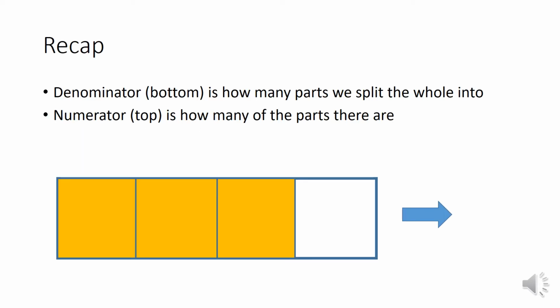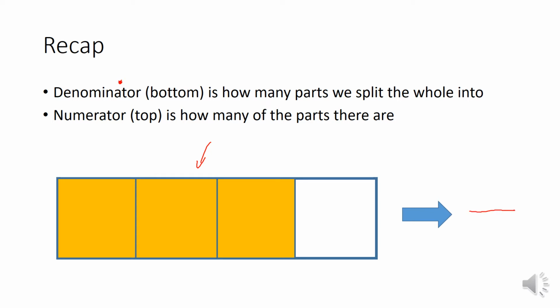So a quick recap. When we're dealing with fractions, the denominator, or the bottom of the fraction, is how many parts we split the whole into. And the numerator, the top of the fraction, is how many of those parts there are. So here we've got a rectangle, or a bar, and we've split it. What we're going to do is write this out as a fraction. So let's do the denominator first, the bottom of the fraction.